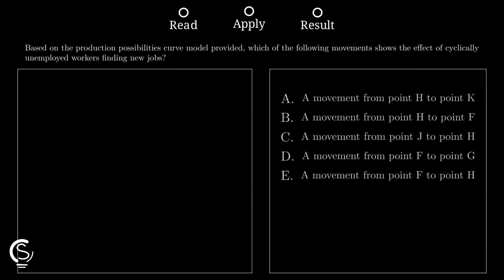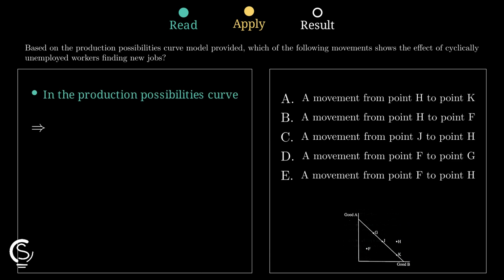In the production possibilities curve model, points on the curve show full employment and efficient production, while points inside the curve show unused resources, like workers who are unemployed. So if cyclically unemployed workers find jobs, the economy does not shift the whole curve. It moves from an inside point to a point on the curve.